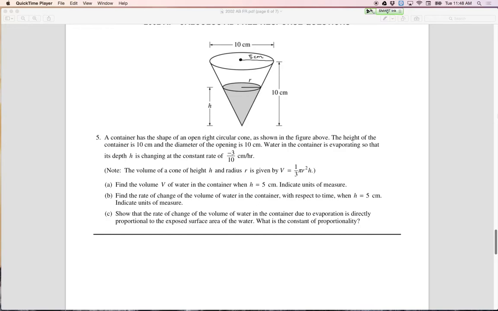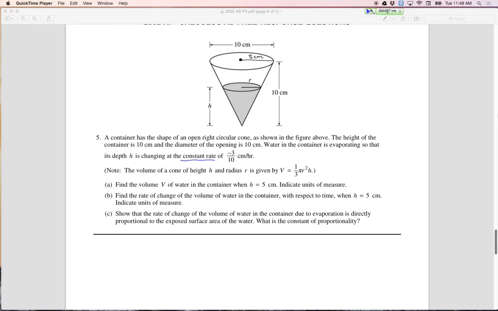That's key there. That's pretty important. In fact, that comes into play in part C. The fact that it's constant. What that means is that it doesn't matter what the height of the water is. The depth of the water is always going to be changing at -3/10 for all time in this cone. And this is just in this example. It doesn't have to be true for every example, but for this one it is. So -3/10 centimeters per hour.